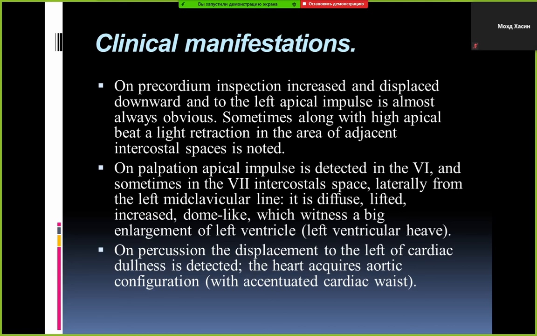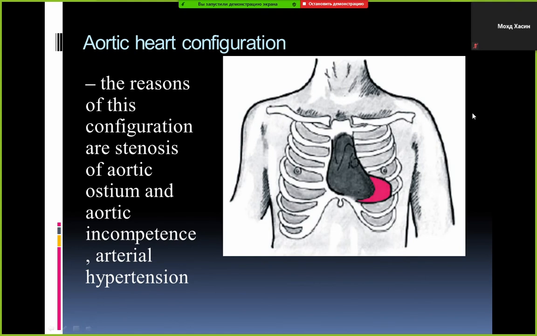On heart percussion, the displacement of the left border of cardiac dullness is detected, and the heart acquires aortic configuration with accentuated cardiac waist. So this is aortic heart configuration. The left ventricle arch is shifted to the left and downwards, and the heart waist is accentuated.